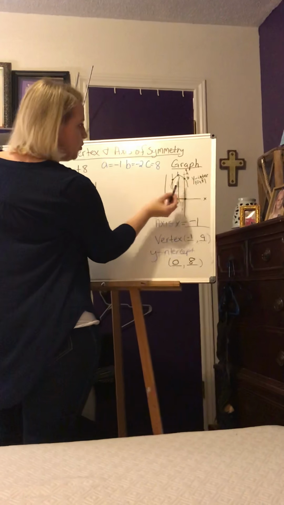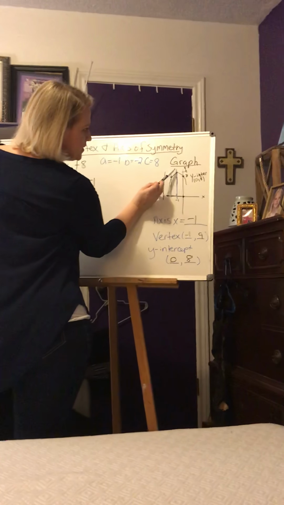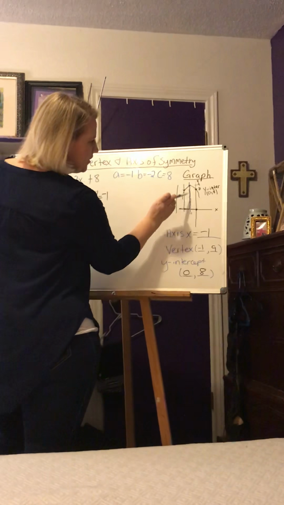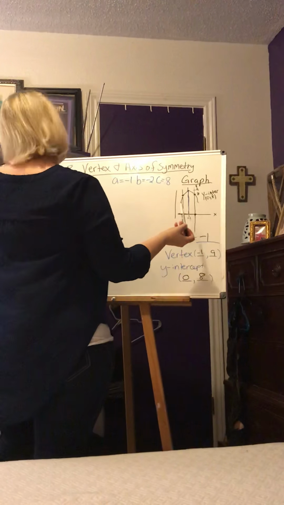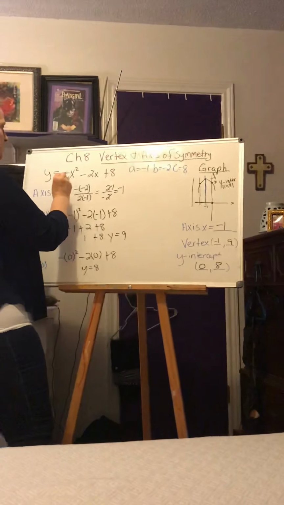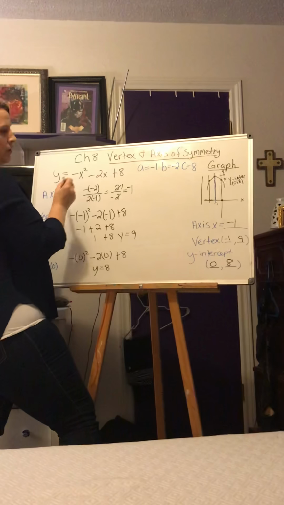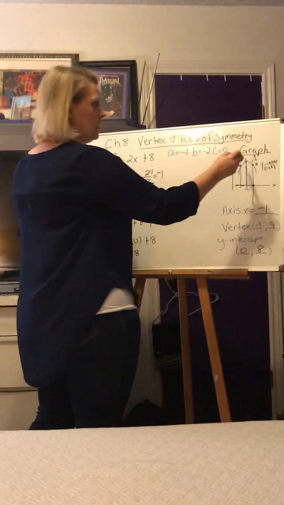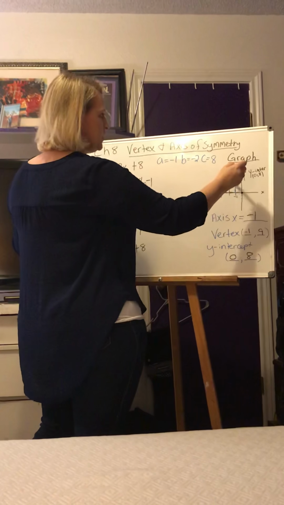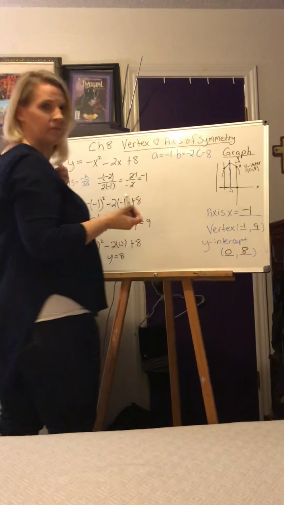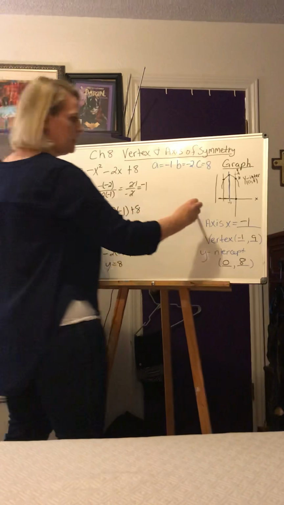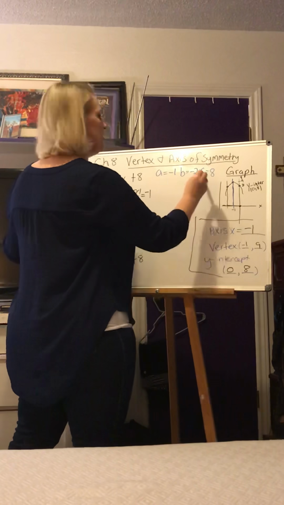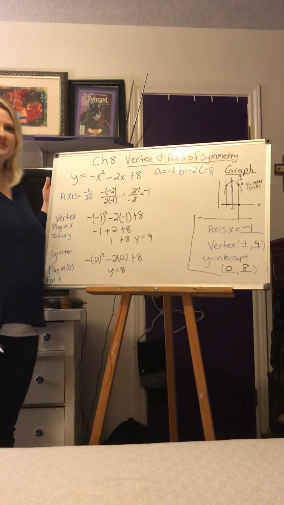Then we found another point that mirrors it because of this line of symmetry. And because the problem has an a value that is negative, it is going to go down. And so this is the answer to our problem, and here's our graph. Thank you.